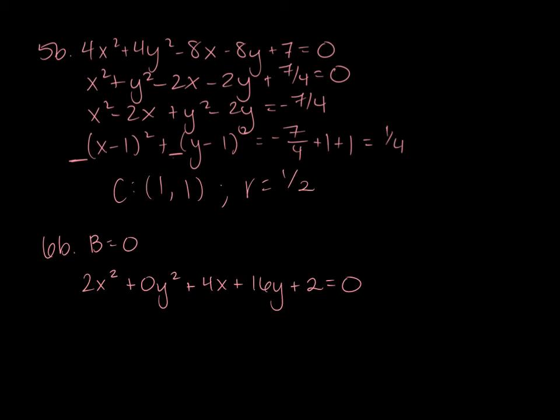And you have a 1 in 4 chance of getting it right. So first thing I'm going to do is 0 times y is what? That's right, 0. So 2x squared plus 4x plus 16y plus 2 equals 0.